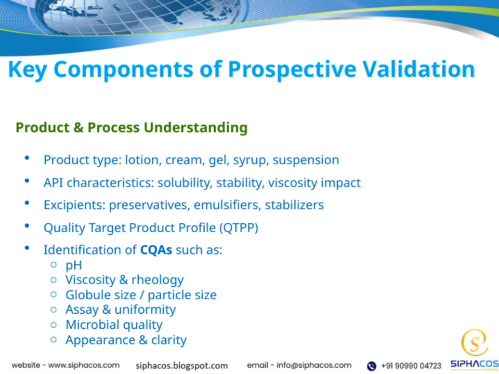Understanding both the product and the process is fundamental to successful formulation and manufacturing. It helps us predict how changes might affect quality and performance. Finally, key components of prospective validation include establishing robust processes that consistently produce a product meeting all quality criteria. This proactive approach ensures that from development through production, we maintain high standards and deliver reliable, safe products to patients.